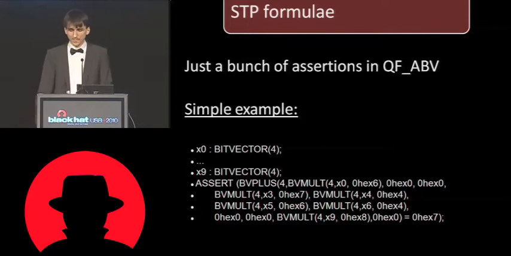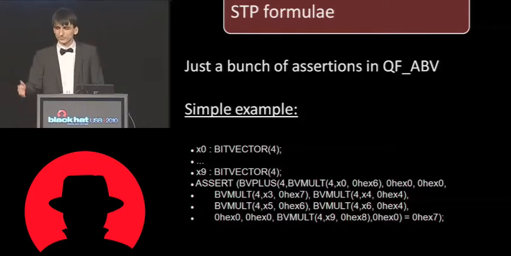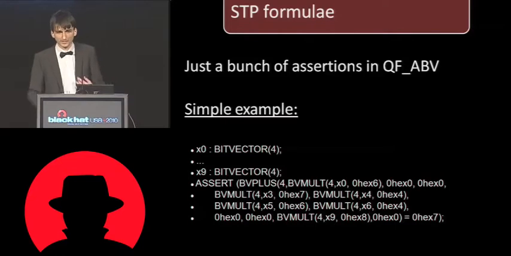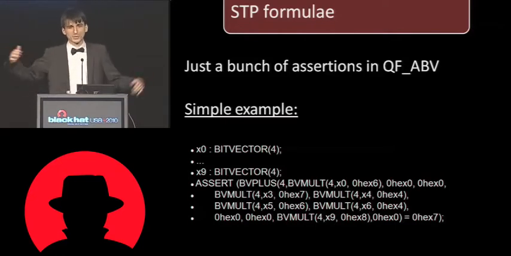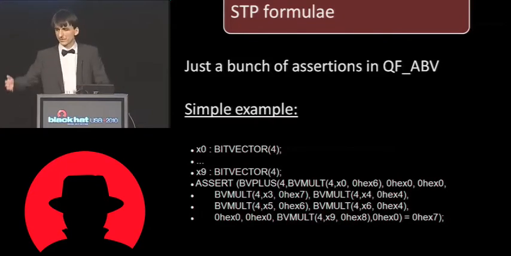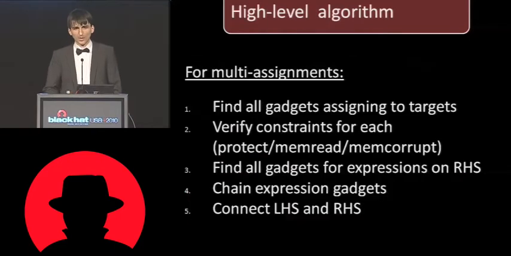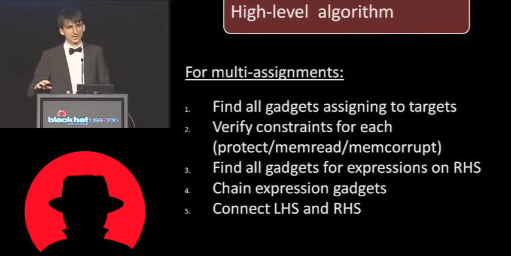So a simple example in this STP language would be just an assertion for a simple formula that just involves additions and multiplications. Obviously, that's very simple. Usually, you will have much bigger things. So this is just 10 different variables of 4 bits each. So what we do is we translate the expression trees that Tim has spoken about into STP formulas in the algorithm that we use.